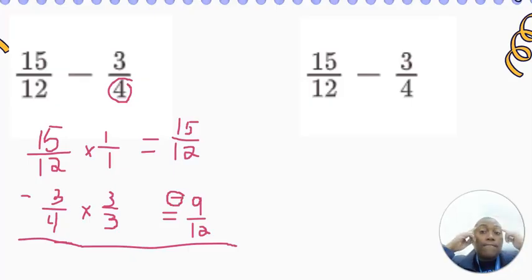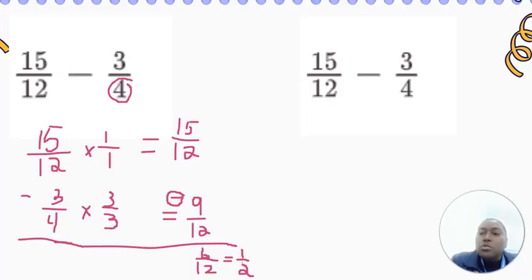15 minus 9, 15, 16, 17, 18, 19. Well, that's one way to do it. Let's start from 9. 9, 10, 11, 12, 13, 14, 15. That's 6. 6 over 12. And we should see that 6 is half of 12. Why did I write 6 again? So you can see both of those answers represented on a test.